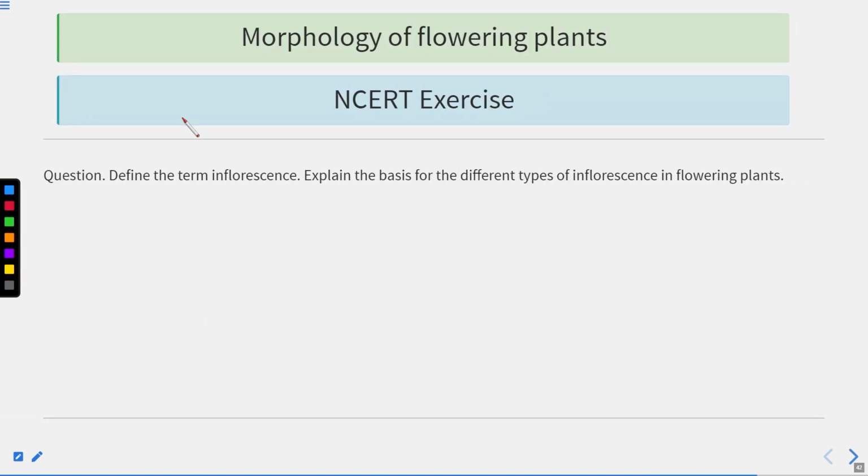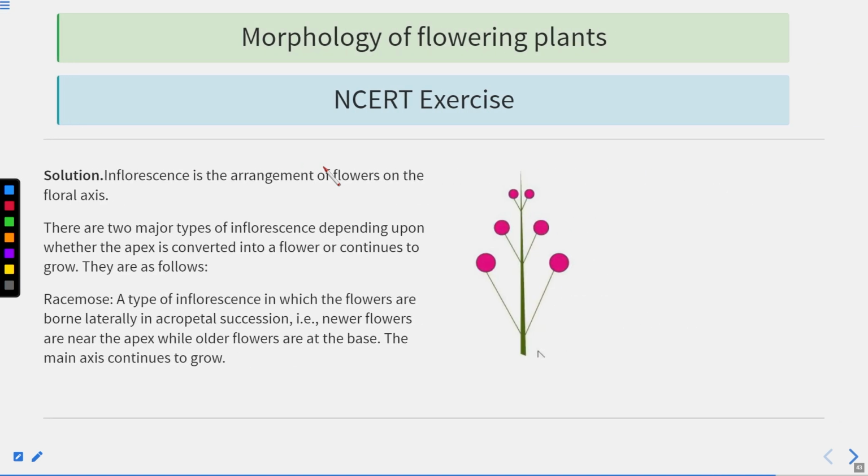Okay. Next question is here. Define the term inflorescence. Explain the basis for the different types of inflorescence in the flowering plant. Okay, what are the different bases for the different types of inflorescence in the flowering plant? So inflorescence is the arrangement of flowers on the floral axis.